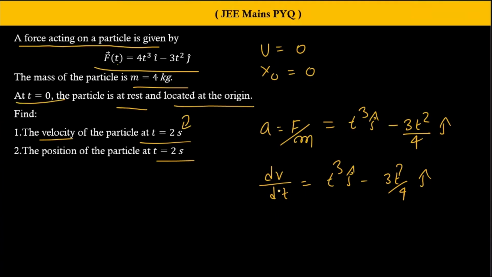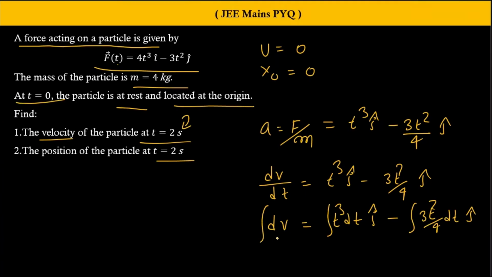A very simple question, right? Let me show this a bit more. dv is equal to t q dt in the I cap direction minus 3t² by 4 dt in the j cap direction. This is dv. Now put the limits. At t equal to 0, velocity is u, and u is equal to 0. So v is 0 at t equal to 0, the initial velocity.